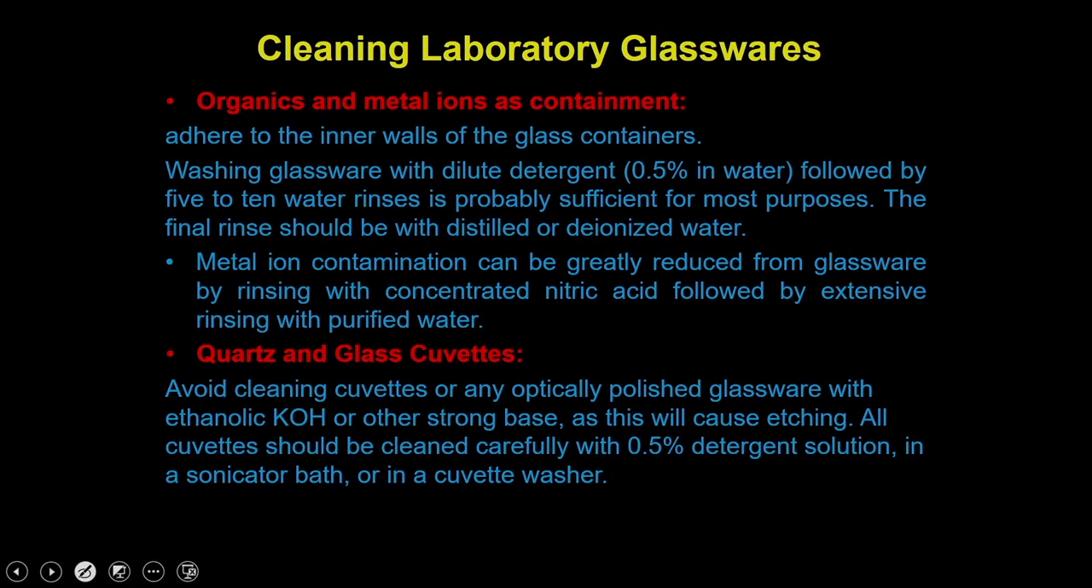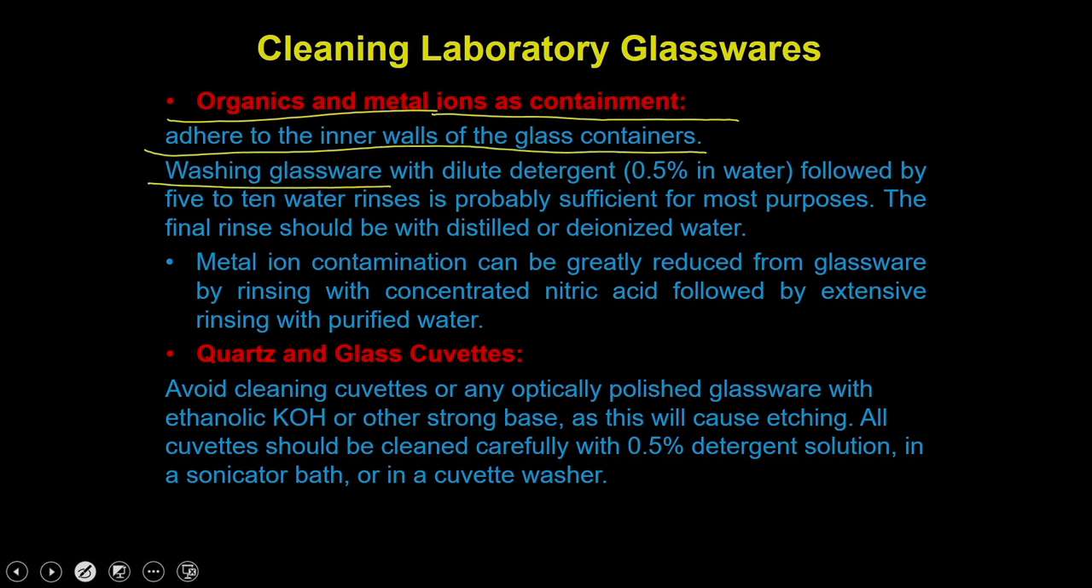The cleaning of the glassware also depends on the contamination. For example, if you have organics as well as metal ions as contaminants, which adhere to the inner wall of the glass containers, you have to wash the glassware with a dilute detergent, like 0.5% in water. You have to follow it by rinsing with water 5 to 10 times, and that should be good enough to remove the organics as well as the metals.